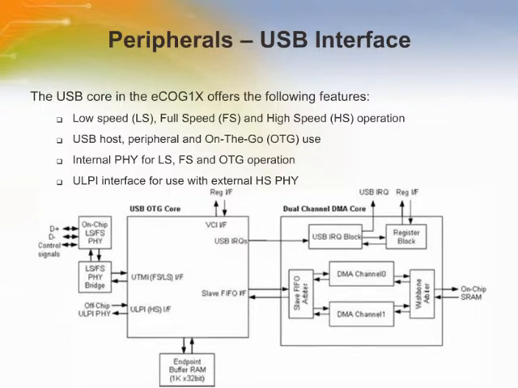The eCOG1X includes a USB 2.0 compatible peripheral module. It operates in USB host and peripheral modes with support for on-the-go functions. It supports low speed, or 1.5 megabits per second, full speed, which is 12 megabits per second, and high speed, which is 480 megabits per second modes.